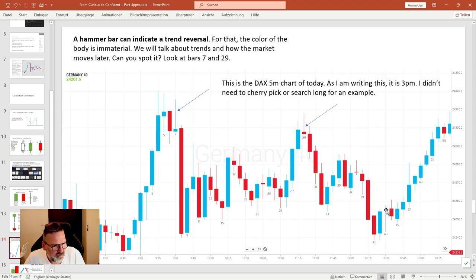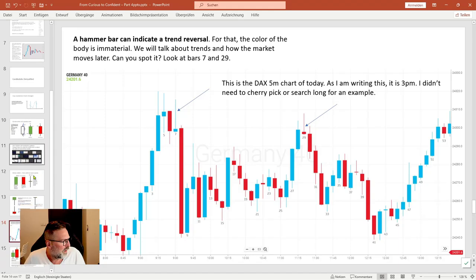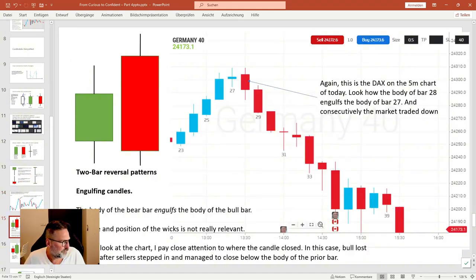Is this here a bullish example maybe? There's one candle in between. It's not a picture perfect example, but the market will not always give you picture perfect examples. Look, here's even more inverted hammer bars.